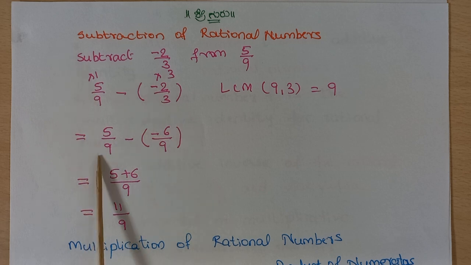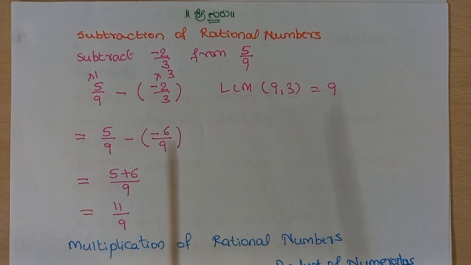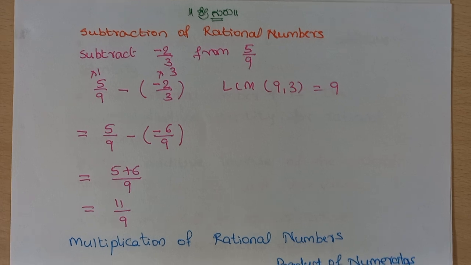Then it is 5 by 9 minus of minus 6 by 9. And if you open the bracket, minus into minus will be plus. 5 plus 6 upon 9. It is 11 upon 9. This is how we add or subtract the rational numbers.